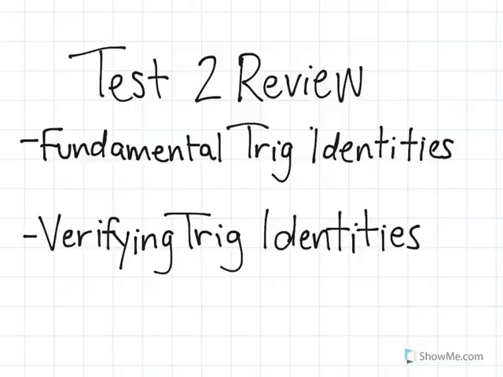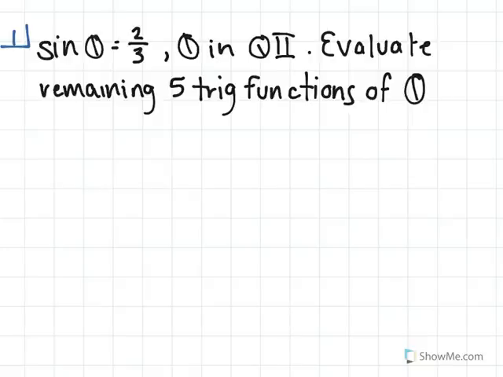This is the third and final video in the Test 2 review, and it covers material on fundamental trig identities and verifying trig identities. In our first problem, we're told that sine theta equals 2/3 when theta is in quadrant 2, and we're asked to evaluate the remaining 5 trig functions of theta.